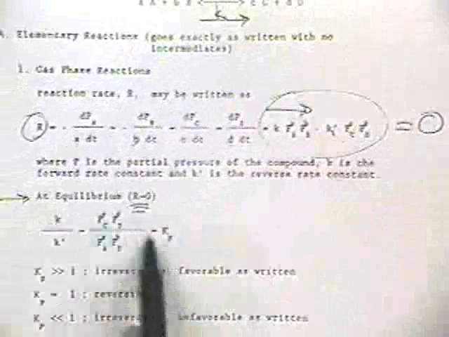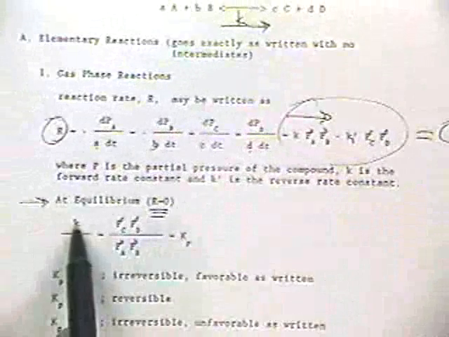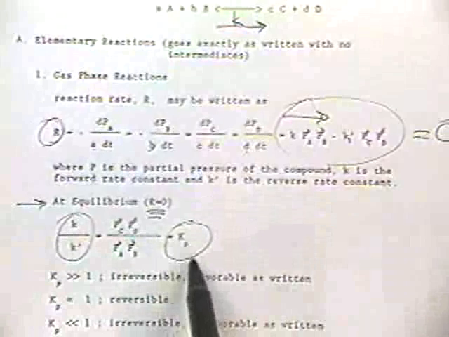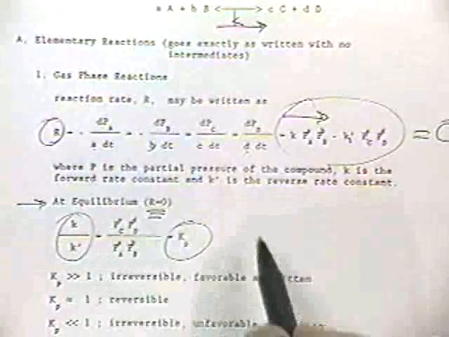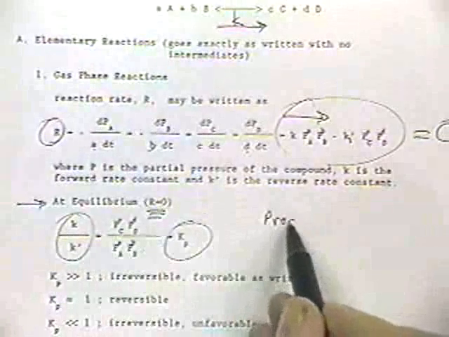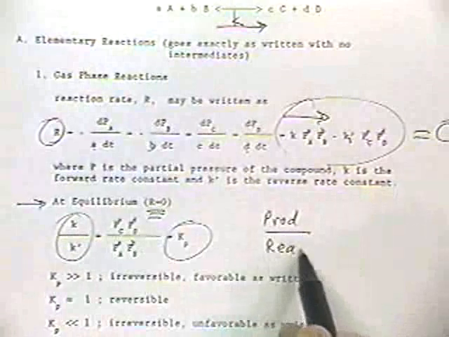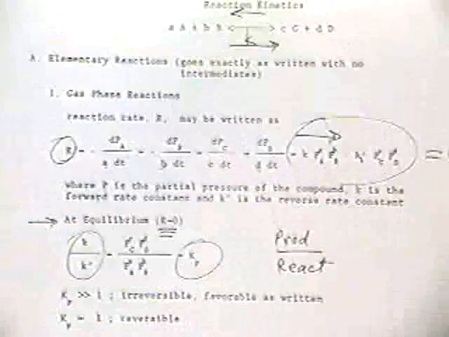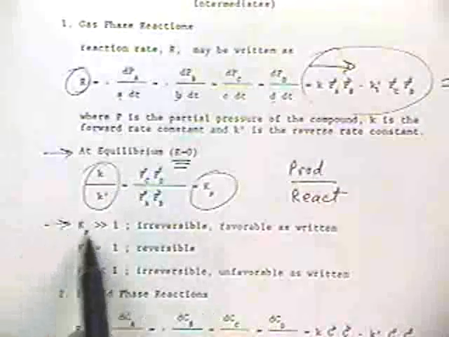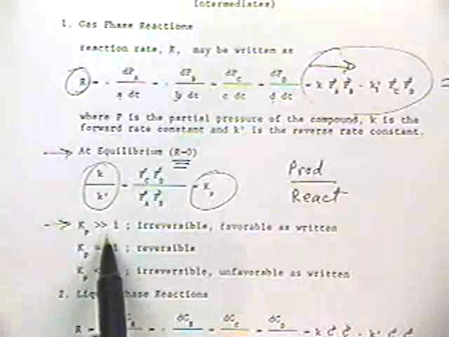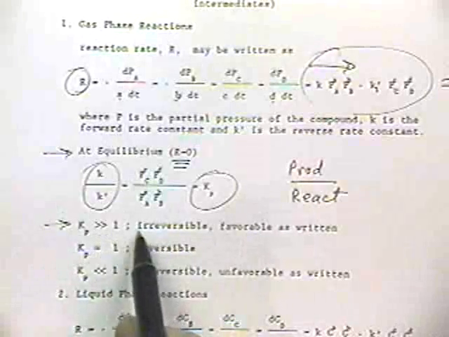If we take this rate equation and set it equal to 0, we can come up with this expression, which is the ratio of the forward rate constant to the reverse rate constant. And of course, these are both constants, and we call it a new constant, K sub P. And notice it's always products over reactants.